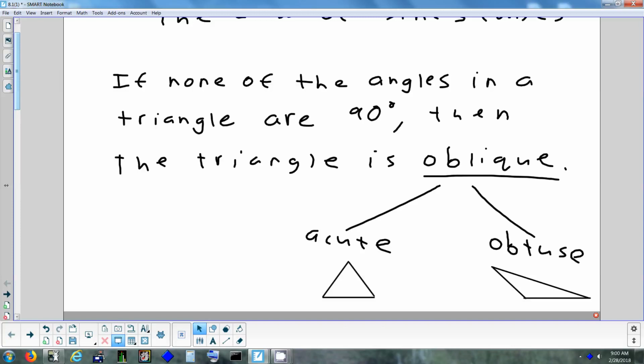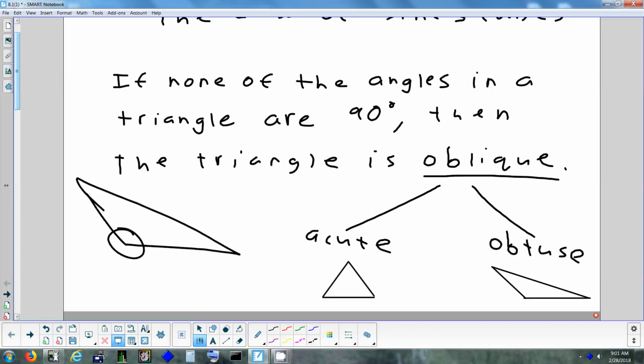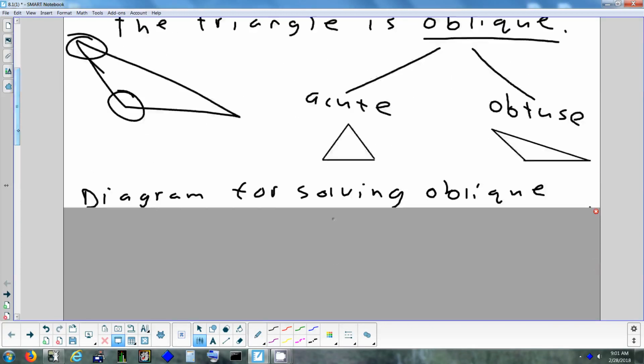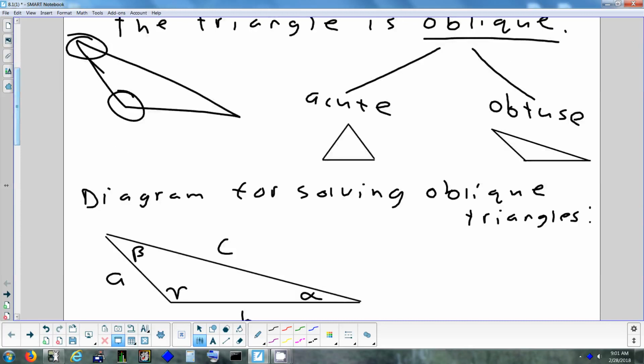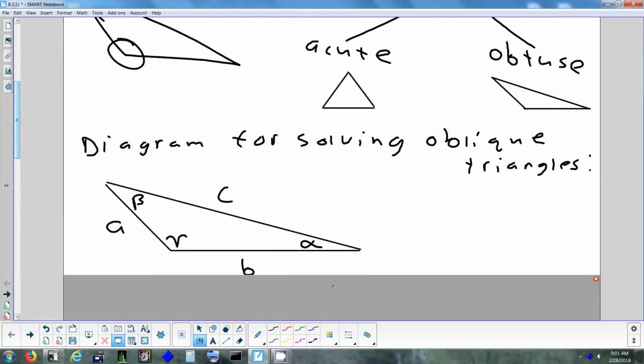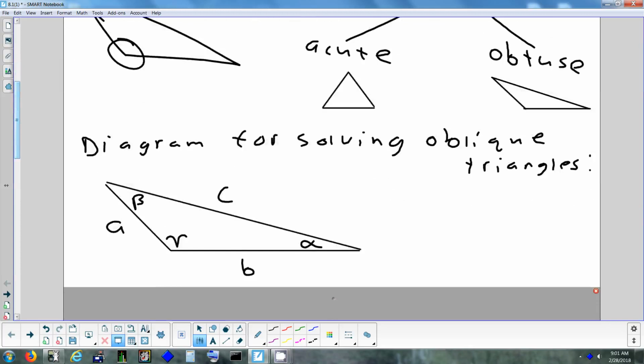Now, when I sketch things, I don't sketch anything really to scale. I'm always just going to draw a triangle like this and label the sides and angles. I'm not necessarily saying that this angle is bigger than that one, even though it might look that way. I'm just using my diagram to understand what is across from what. Okay, it's not drawn to scale. And that's the diagram that I always use for solving oblique triangles. You can draw it any way you want. If you want to draw it so it looks like an acute triangle, that's fine too.